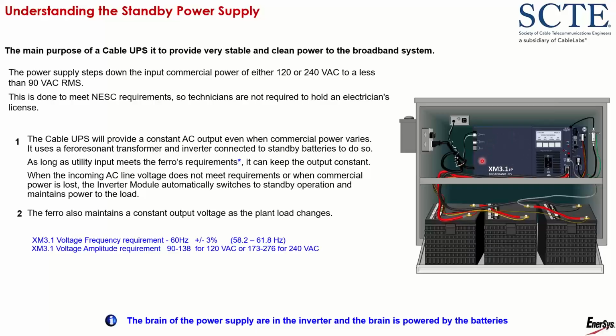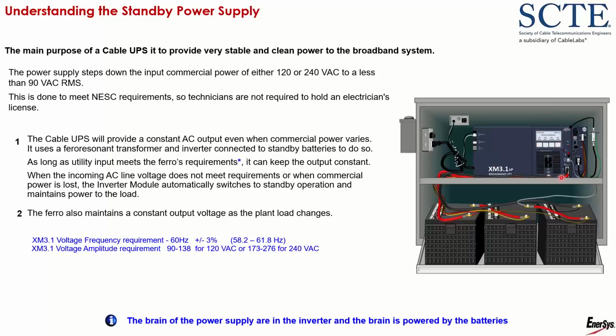Okay, the transformer is dumb. I told you, the power can change coming in and it'll keep it stable, but it does have specifications that it has to stay within. So for a 120 volt power supply, for example, we want to see at least 90 volts, but no more than 130 volts coming from the utility. We want to see 60 hertz, plus or minus 3%.